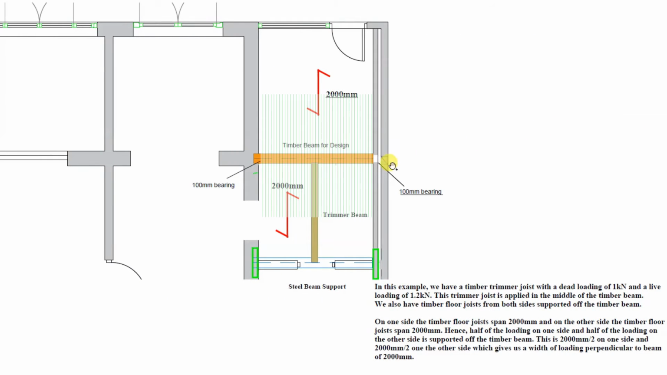Now if we refer back to our diagram, we see that we also have timber floor joists from both sides supported off the timber beam. On one side, the timber floor joist span is 2000 mm, and the other side of the timber floor joist span is also 2000 mm. Therefore, half of the loading on one side and half of the loading on the other side is supported on our timber beam that we want to design. So 2000 mm divided by 2 on one side plus 2000 mm divided by 2 on the other side gives us a width of loading perpendicular to the beam of 2000 mm.